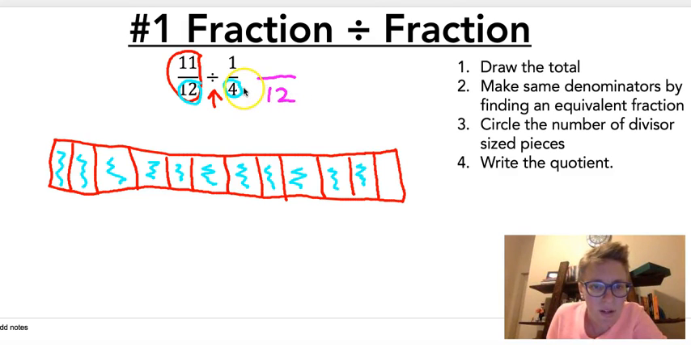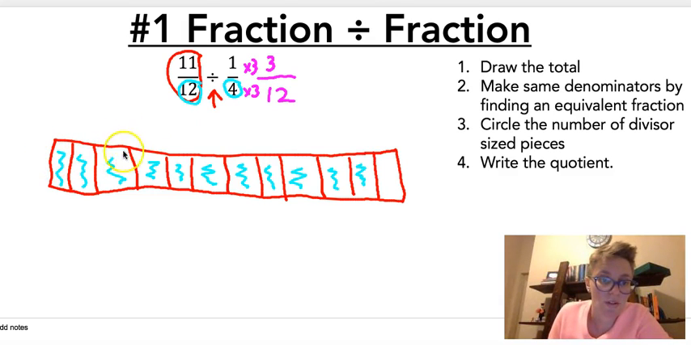Well, I know I can go from 4 times 3 makes 12, and I have to do the same thing to the numerator as the denominator, so that's going to mean 3 12s. These are two equivalent fractions, so 1/4 is the same as 3 12s. So literally, when I divide 11/12 by 1/4, it's just like saying 11/12 divided by 3 12s. And what that means is I can literally take away groups of 3 until I see what I have.